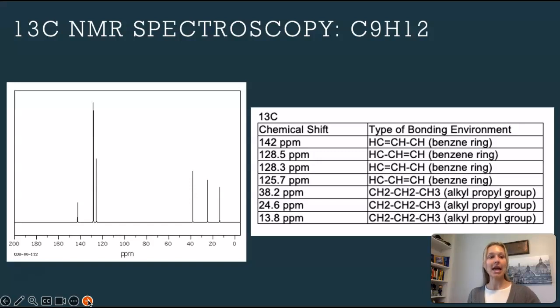In the 13C NMR spectroscopy that we received for this data set, we see 7 peaks, which indicate 7 different environments for the carbons in our compound. The first 4 peaks represent the chemical shift from 142 ppm to 125.7 ppm, and indicate alternating single and double carbon bonds for the benzene ring. Peaks at 38.2 ppm, 24.6 ppm, and 13.8 ppm give more evidence of an alkene propyl group.